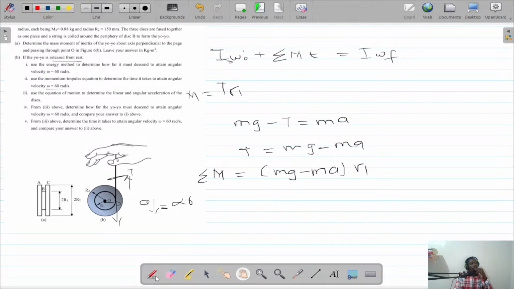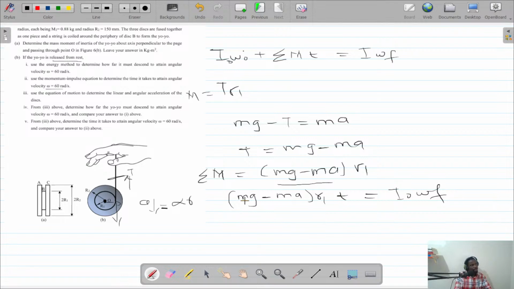Okay, all right. So if we use this method, we will need the angular acceleration, right? We need the angular acceleration or the linear acceleration, which we're not given. So let's finish the expression and see what we don't have, and then we'll see which method we should use. So mg minus T times r1 multiplying t should be equal to I naught omega f.